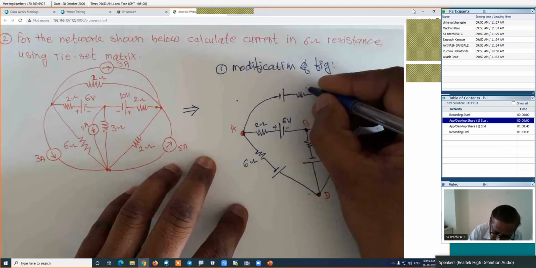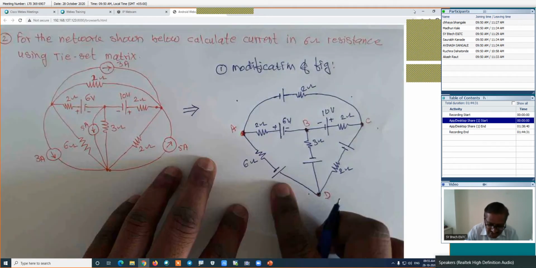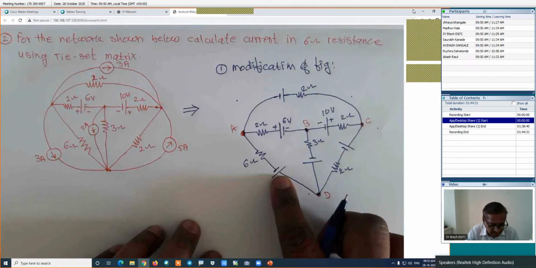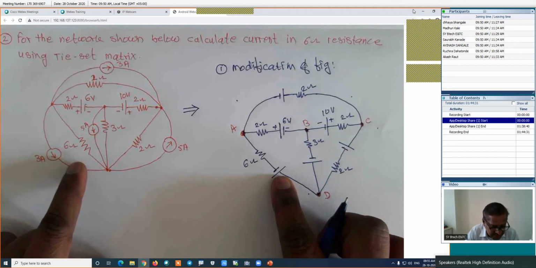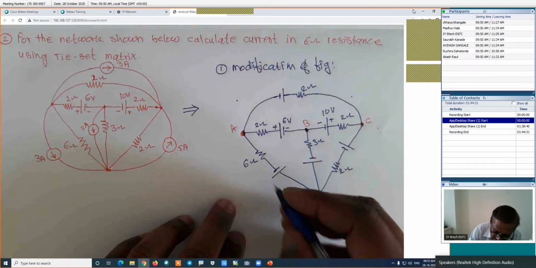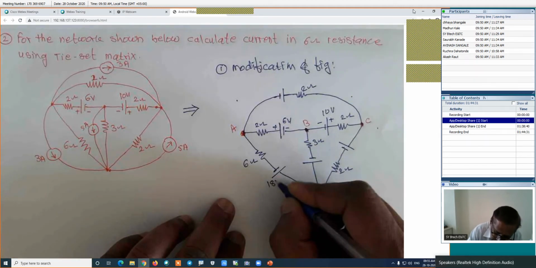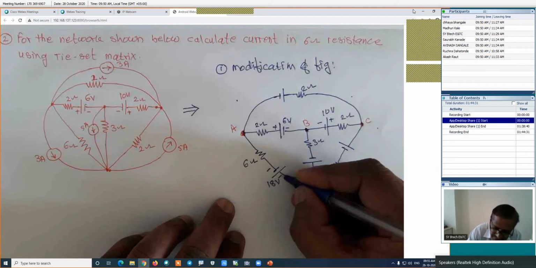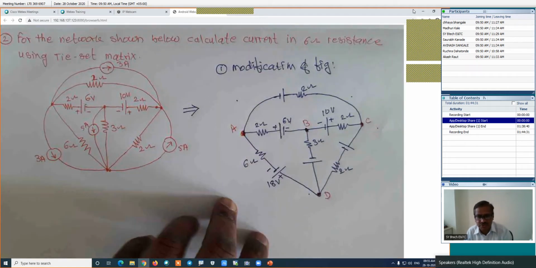And again this resistance is 2 ohm. How much is the value of this voltage source? This is V equals I into R, 6 into 3, which is 18 volt. Is it right? This is 18 volt. This is minus and this is plus. If I am doing the wrong calculation, please remind me.